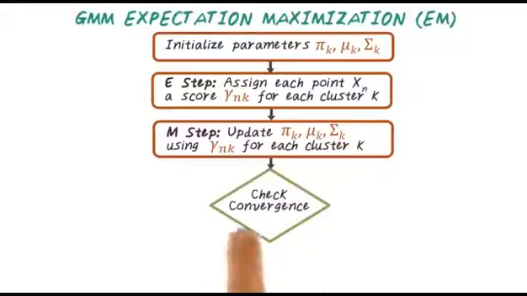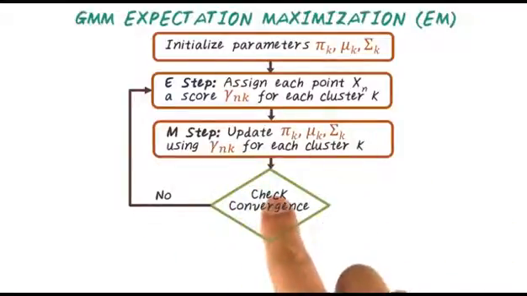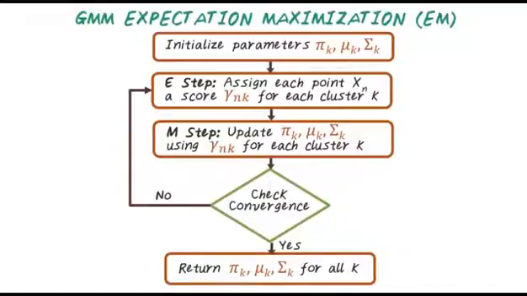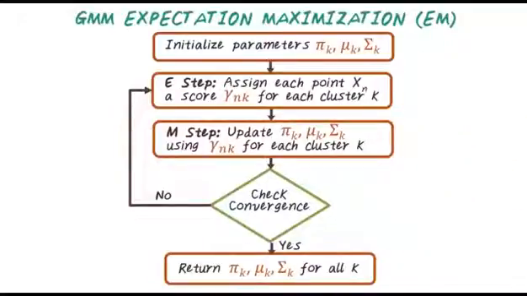Then we check if convergence criteria are met. For example, likelihood is no longer changing or parameters are stabilized. If no, we continue these EM iterations until convergence. If yes, we return all the model parameters for Gaussian mixture model. Next, let's look at those steps in more detail.